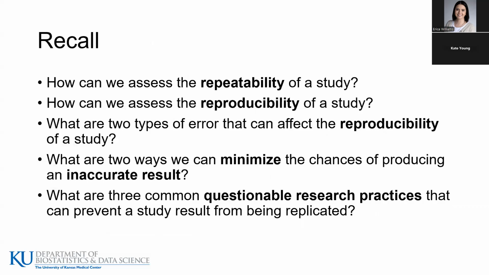So we went over repeatability, reproducibility. We talked about how we can minimize the chances of producing an inaccurate result. And then we talked about common questionable research practices that can prevent a study from being replicated. So if you want to go into more detail about this, I'll look at the video that we sent out earlier this week, and it goes into more detail about these concepts.